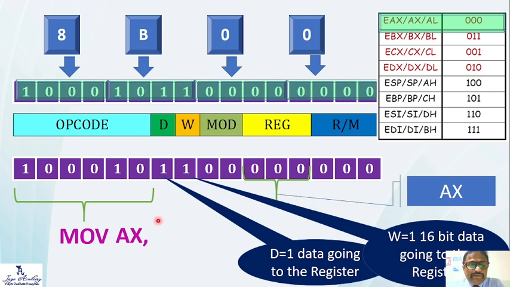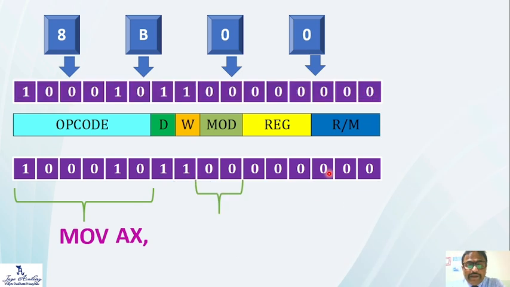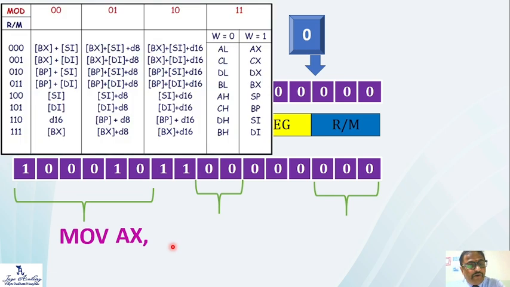Now, the remaining part, which is supposed to be a source, we need to identify whether this source is going to be a register or a memory. How do we come to know that? That is through this mode bit and this RBM bit. The mode bit and RBM bit will tell you whether this source is going to be a register or memory. If it is memory, what is the addressing mode used in that? Which can be very well got from this table.